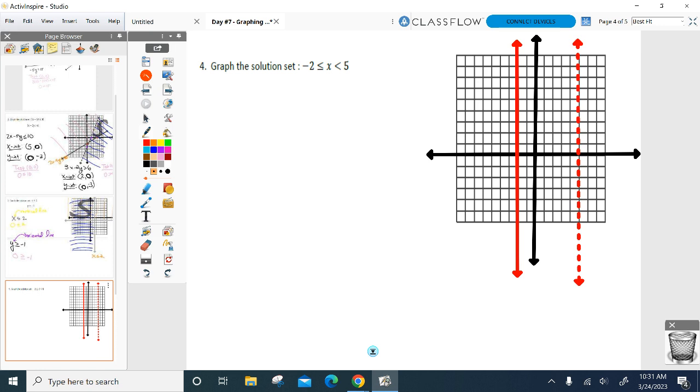Test 0, 0. Ready? Plug 0 in. Is 0 in between those 2 numbers? Yeah. So guess what? I'm going to shade in between them. And that will always be the case when I ask you to do 2 horizontal or 2 vertical lines on the same graph. You'll always shade in between them. There's no S needed. Anywhere in there is a solution. And if I replace the X with a Y, now we're doing 2 horizontal lines instead and shading in between.